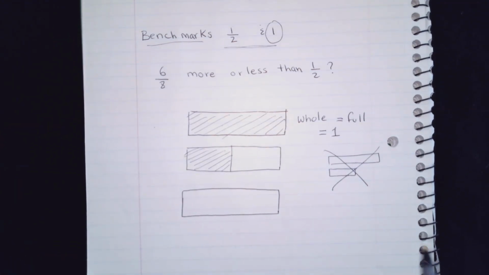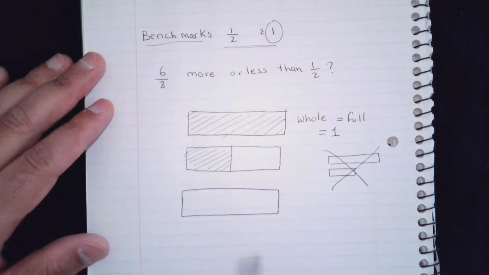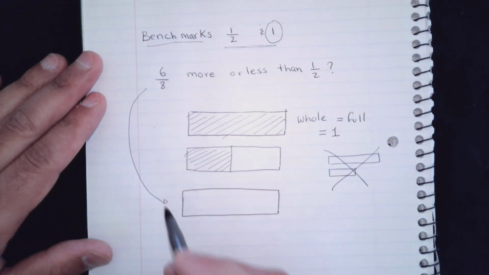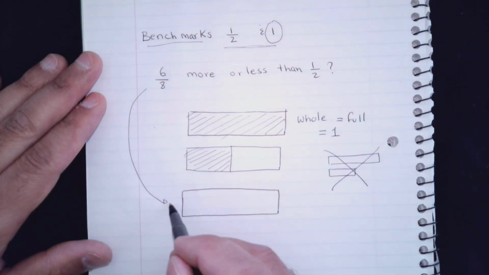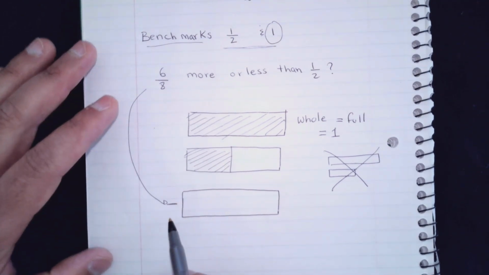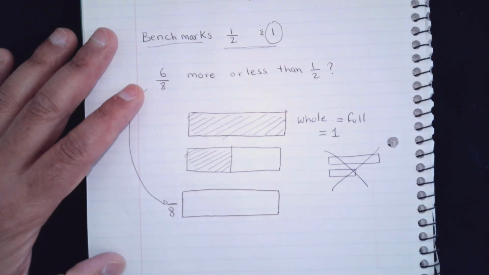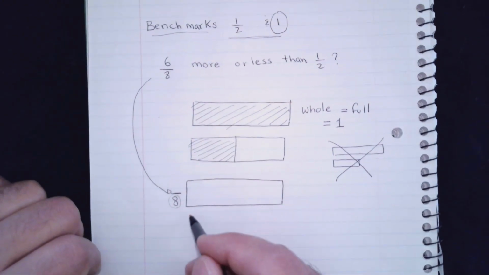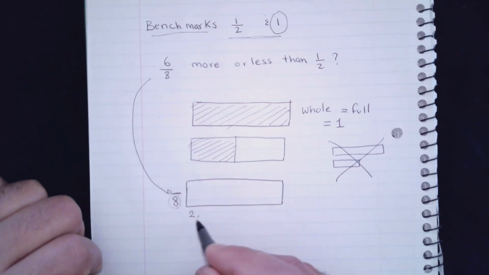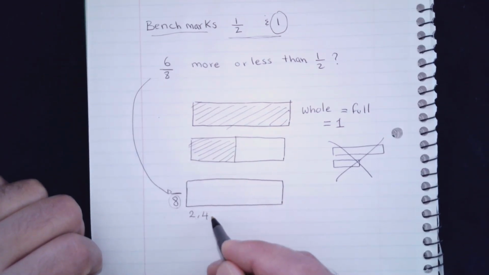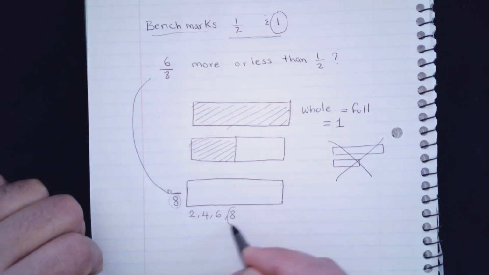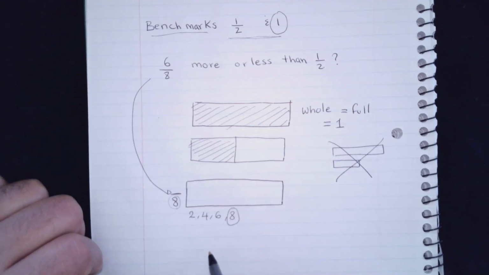Is that more or less than a whole? Well, 6/8 tells me that it was a whole that was first partitioned into eighths. Now 8 is an even number. 8 is a number that you can get from 2. 2 one time is 2, 2 two times is 4, 2 three times is 6, 2 four times is 8, right? So 2 and 8 are related.